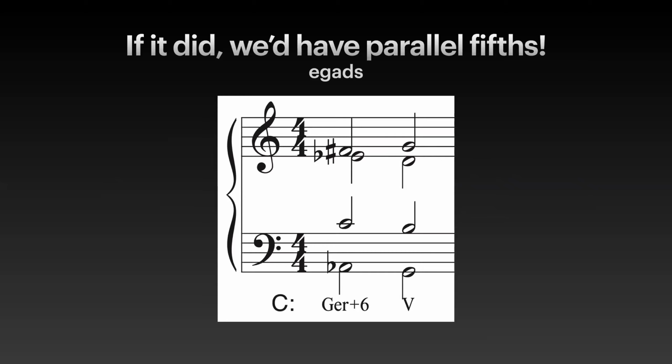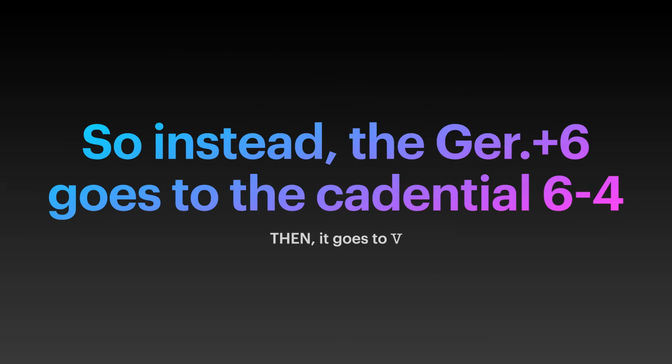Parallel fifths. We've got me and le, which go down to re and sol. Oh no, parallel fifths. We need to avoid this situation. So what people do is instead go through the cadential 6/4 before going to 5.